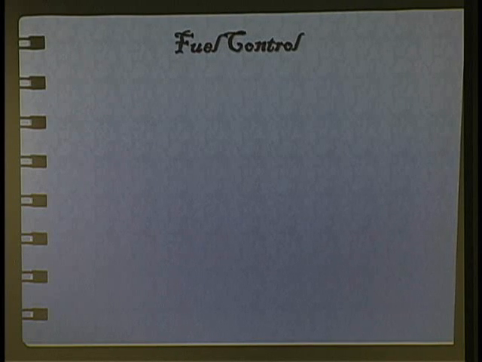How can oxygen sensors cause the injector pulse width to be wrong? I'm sorry, I didn't mean to wake you up.